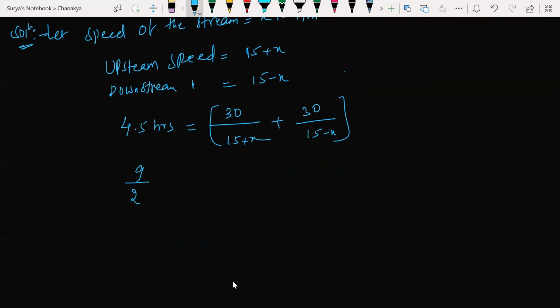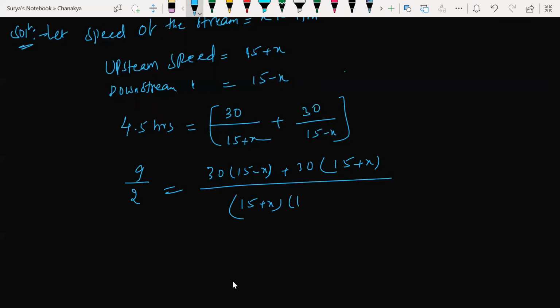We will get it, sir. Can I write 4.5 as 9 by 2? Whenever you have this type of thing, you write it as a fraction. It makes your calculation very easy. So after calculation, what do we get? 30 into 15 minus x plus cross multiplication. Ashish, are you able to understand?